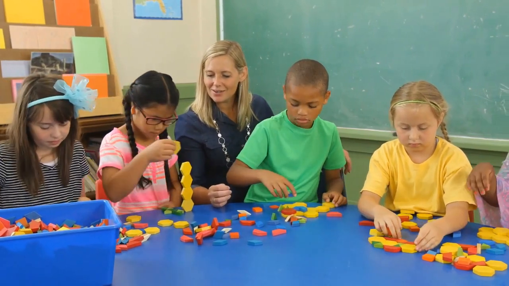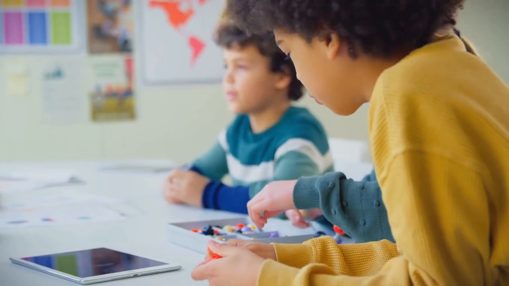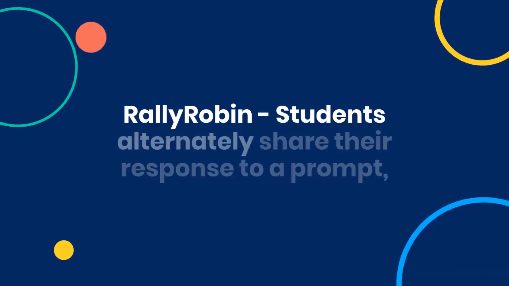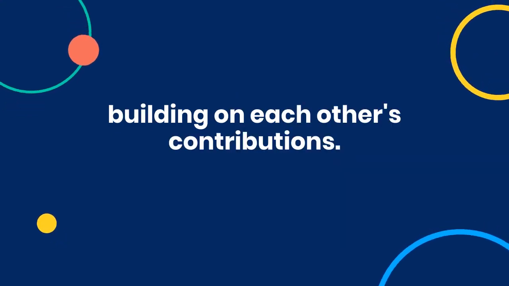Instead of just watching the teacher lecture, students are repeatedly interacting in pairs and teams, building oracy and social skills as they construct understanding together. Some popular Kagan structures include RallyRobin. Students alternately share their response to a prompt, building on each other's contributions.